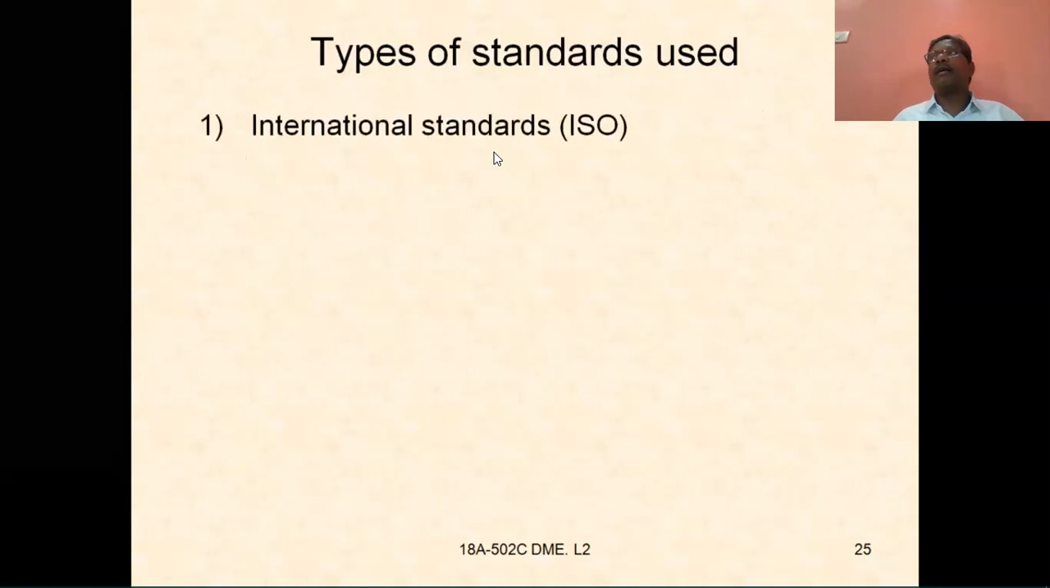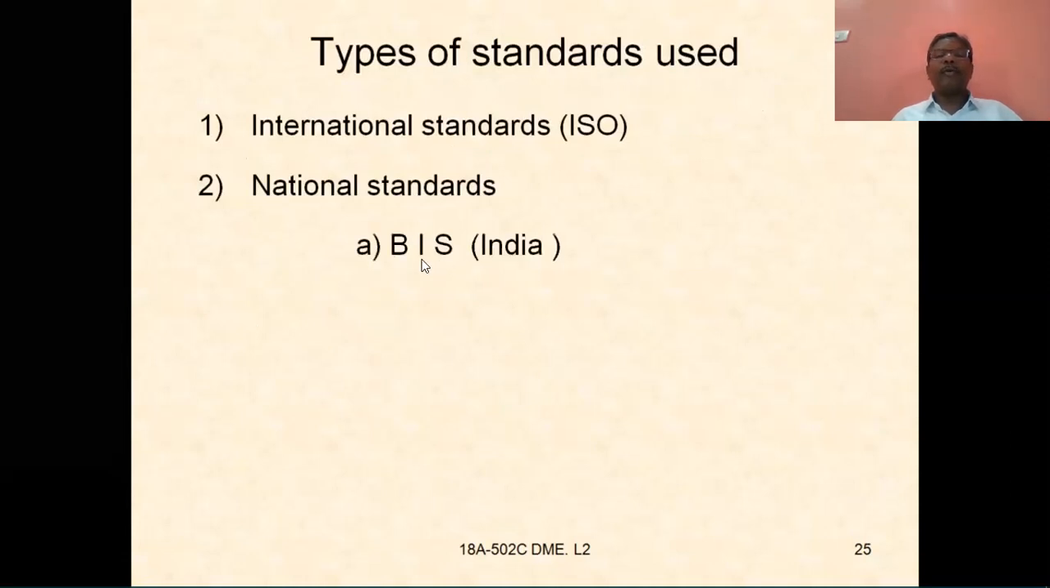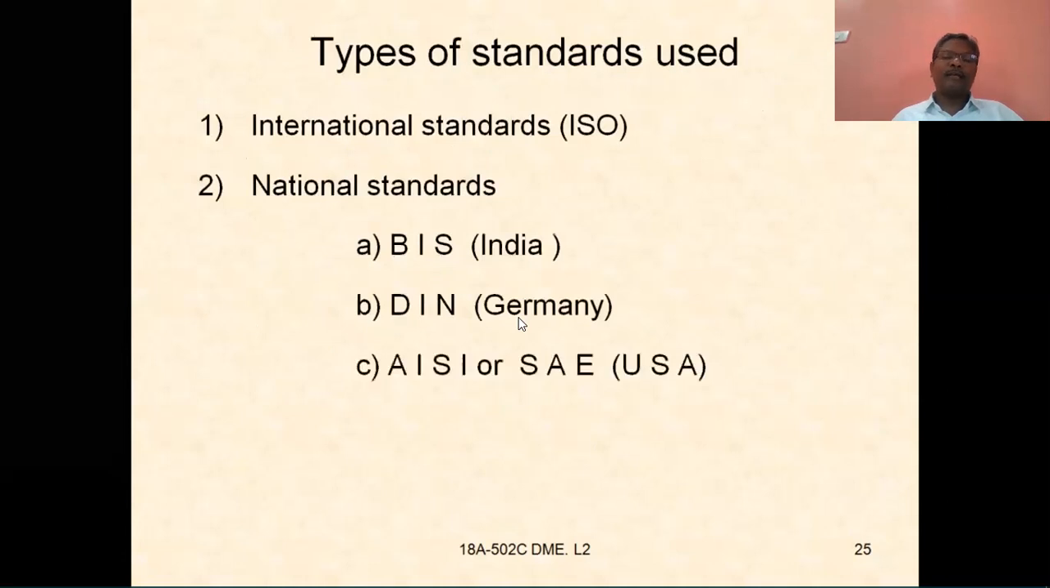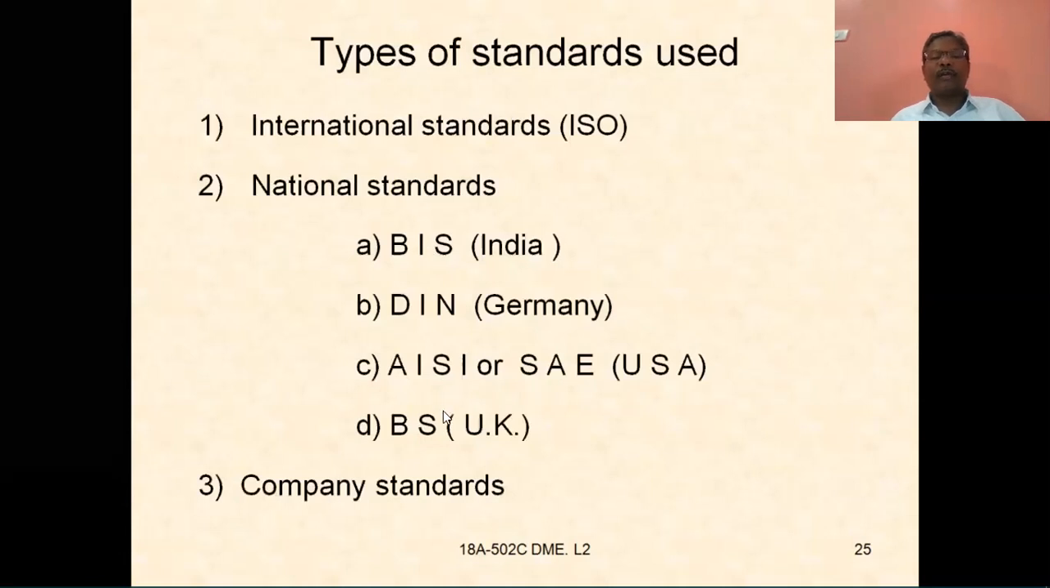Let us see: international standards, ISO, and the national standards. The national standards are BIS, that means Bureau of Indian Standards, and DIN is the German national standard, and AISI or SAE, Society of Automobile Engineers, is of USA, and BS, British Standards, of UK. These are the different national standards available. That means BIS for India, DIN for Germany, AISI or SAE for USA, BS for UK, and company own standards.